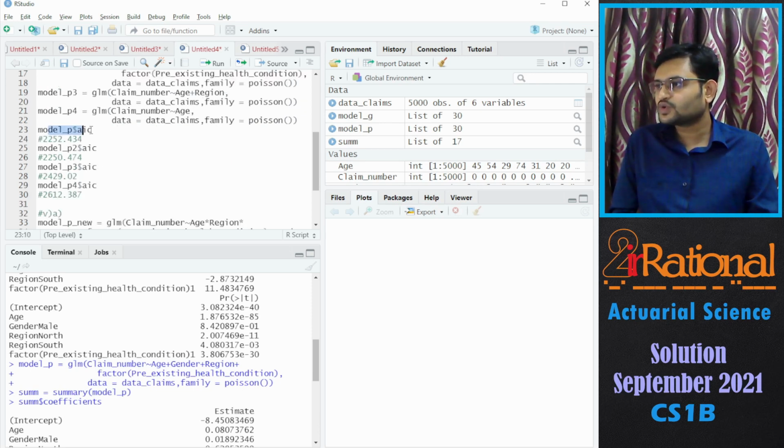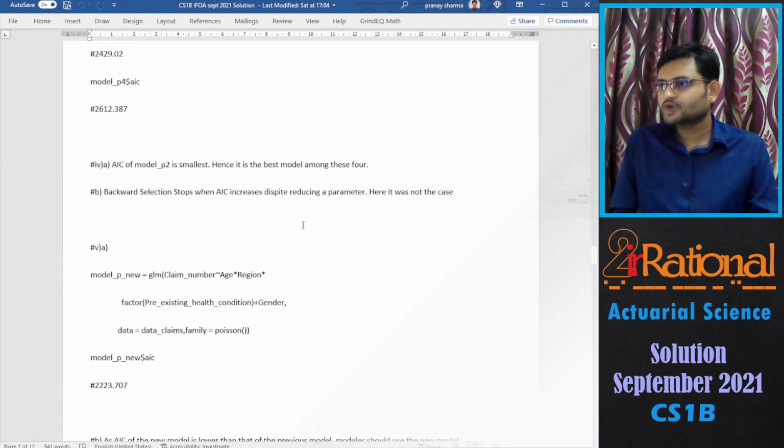Calculate the AIC. So model_P AIC is 2252.4. Model_P2 AIC is slightly better. Model_P3 AIC is much better, actually much worse. It is 2429, and model_P4 AIC is definitely much worse. So clearly our model_P2 is better than any of these other models. So that is what we will be writing in the comment. AIC of the model_P2 is smallest, hence it is the best model among these 4.